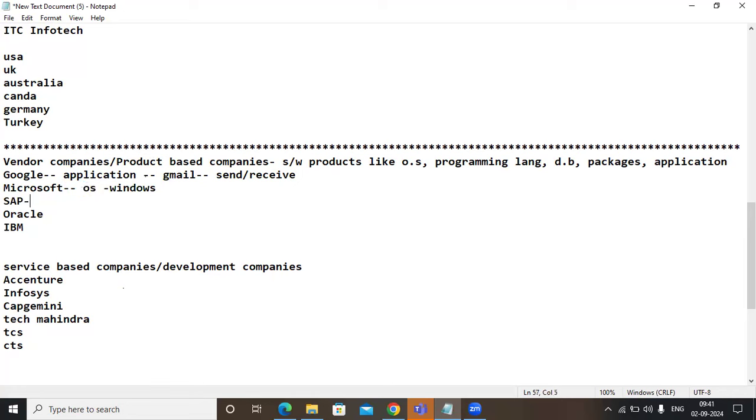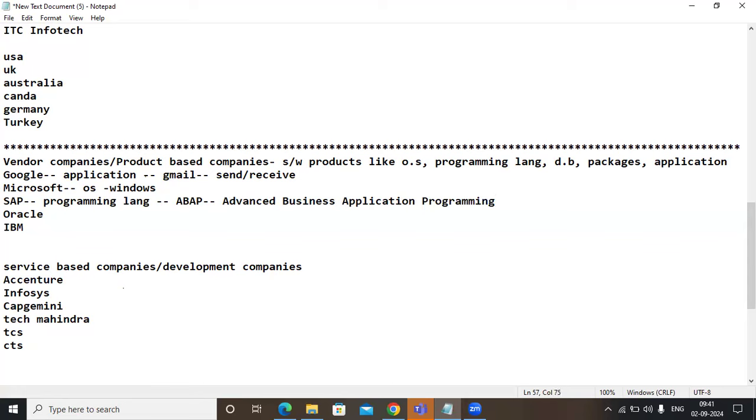Like that, SAP company developed their own programming language, just like C, C++, Java. That language name is called ABAP. Is anyone here aware of this programming language name? Yeah, ABAP, SAP, right? Advanced Business Application.